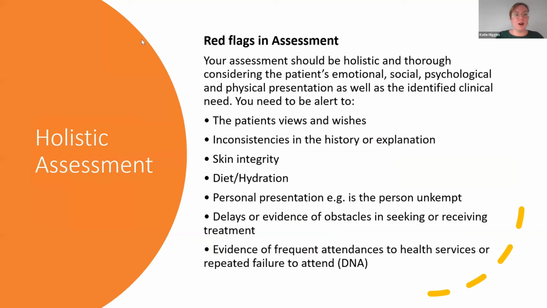So when you are assessing adults, you should absolutely be doing a holistic assessment, considering the patient's emotional, social, psychological and physical presentation. There are some things in history taking and when you're assessing your patient that you need to be alert to, which might be a red flag for safeguarding. So things such as inconsistencies in the history or the explanation. If something doesn't quite add up, or the explanation for a possible injury, that might red flag to you that actually something more is going on here.